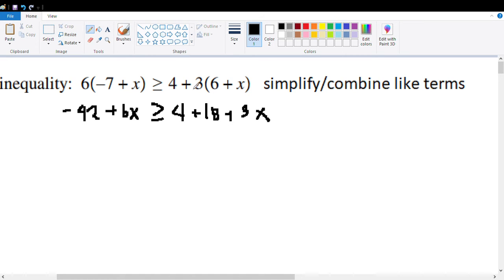And what you do is you combine like terms. In this case, what are like terms that we can combine? It's 4 and 18. We cannot combine -42 since it is on the other side of the inequality, and we cannot combine 6x and 3x since they're on opposite sides of the inequality. So now our new inequality, if you combine the like terms, is -42 plus 6x is greater than or equal to 22 plus 3x.